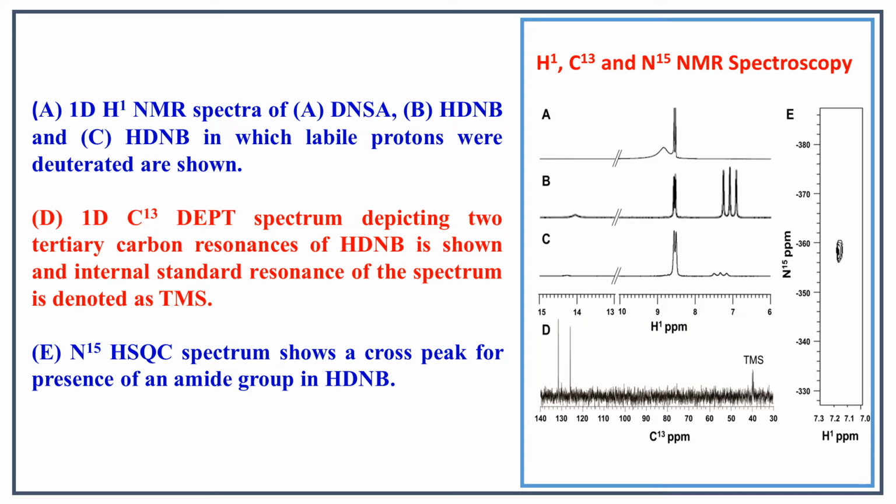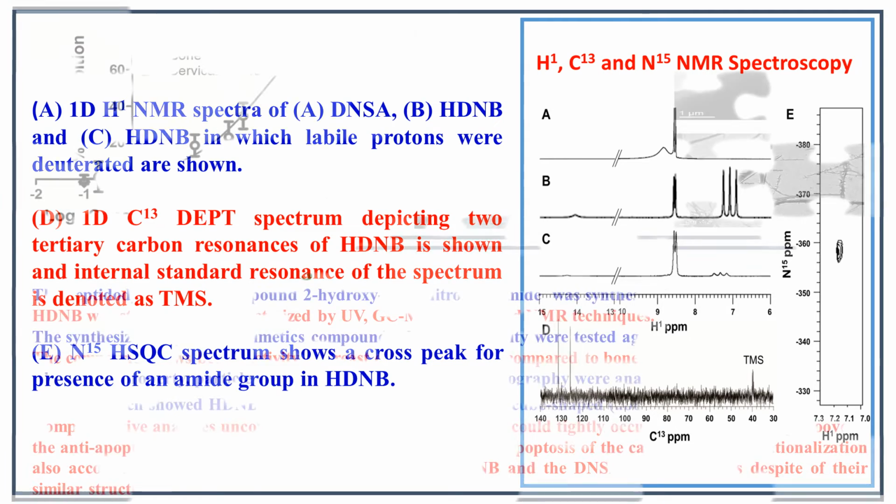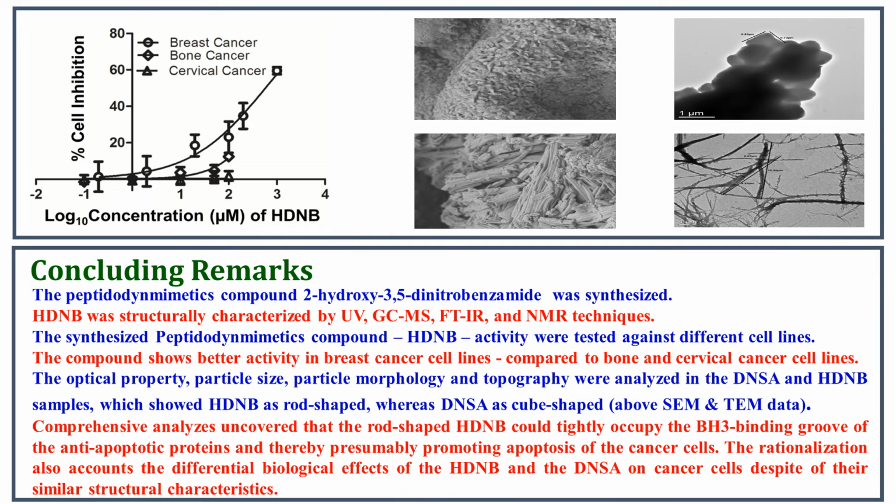Panel E is the 2D HSQC N15 spectrum of HDNP. The HSQC spectrum depicts a single cross-peak at 358.1 in the nitrogen-15 dimension and 7.18 ppm in the proton dimension, confirming the presence of an amide group in the HDNP. Taken together, the data of HDNP obtained from UV, GCMS, IR, proton, carbon-13 and N15 NMR experiments confirmed the structure of HDNP. The top left panel of the slide shows the in vitro cytotoxicity potential of the HDNP by MTT assay.